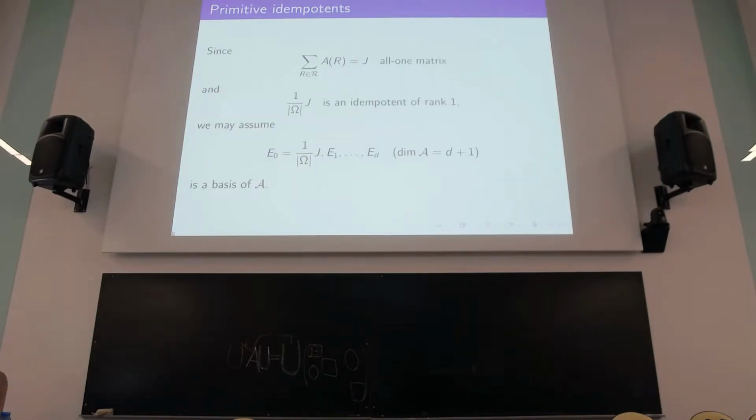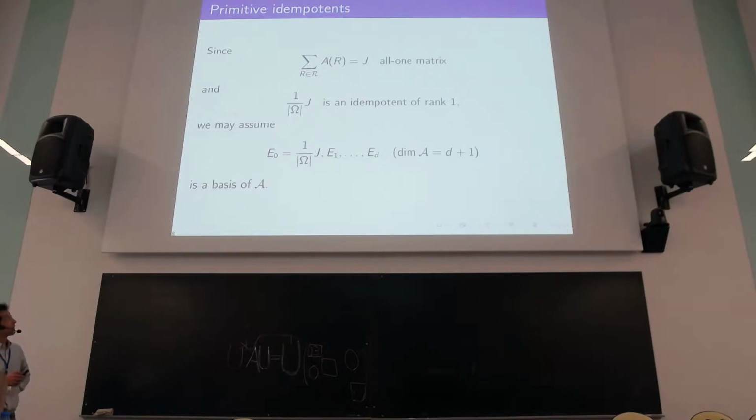Well, this gives one particular idempotent. In the axiom of association scheme, the set of all relations partitions the direct product omega times omega. So that translates in terms of matrices: the sum of all adjacency matrices is the J matrix. So in particular, this J matrix belongs to the adjacency algebra.